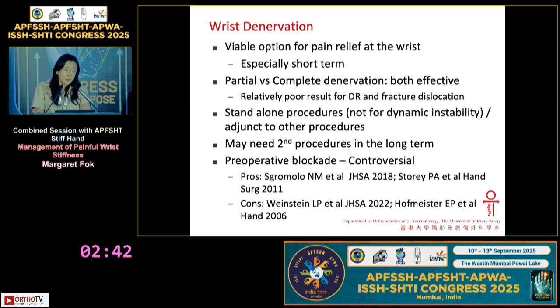We may still need to tell the patients that it is a bridging procedure, and we may need to have second procedures in the long term. Whether we do a preoperative blockade, I think in the studies so far, is still controversial. There are studies that show there is a pro, and that we should do a preoperative blockade and see the result, but there are other studies that show that it is not predictive enough.